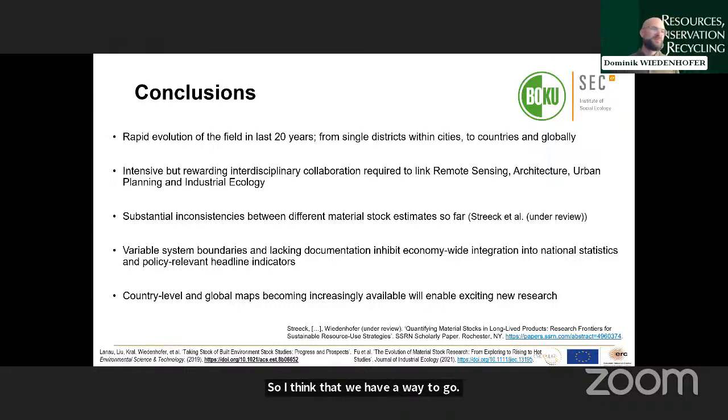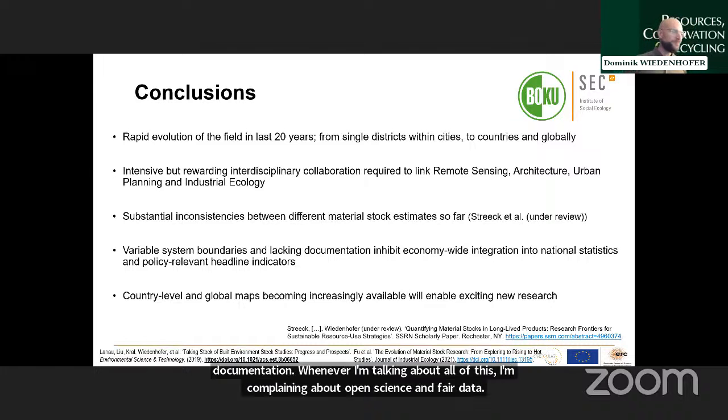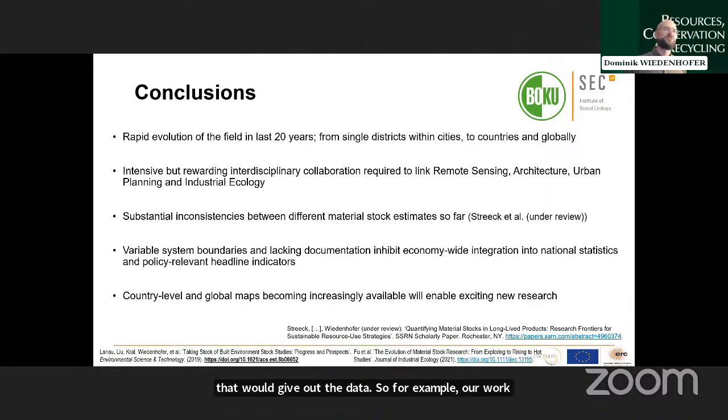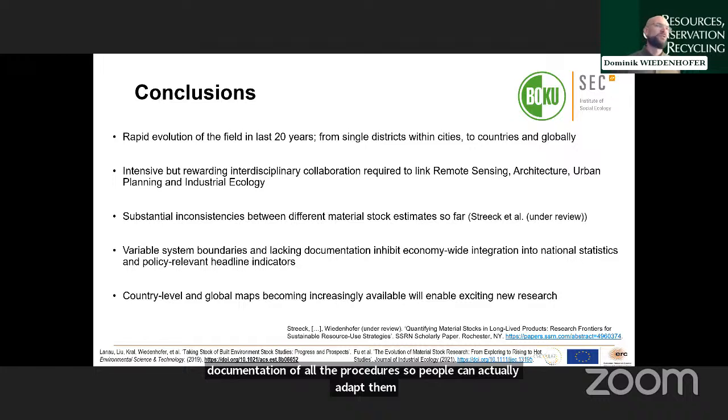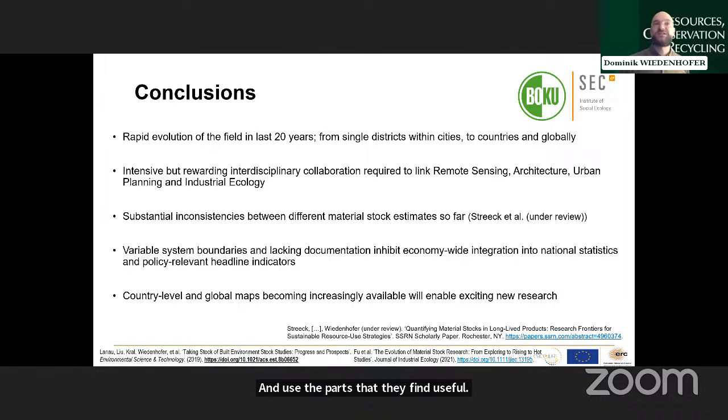This brings us to variable system boundaries and lacking documentation. Whenever I'm talking about all of this, I'm advocating for open science and FAIR data. I think it's really important that we become more open and that we give out the data. For example, our work always has full access to the maps via repositories, and full documentation of all the procedures, so people can adapt them and use the parts that they find useful. One might, for example, take our maps and say the material intensities are not what we need. They can take ours, or take new ones and put them into the maps that we created. So one can build on these kinds of efforts. I think we really need more cumulative efforts out there that build on each other's work.